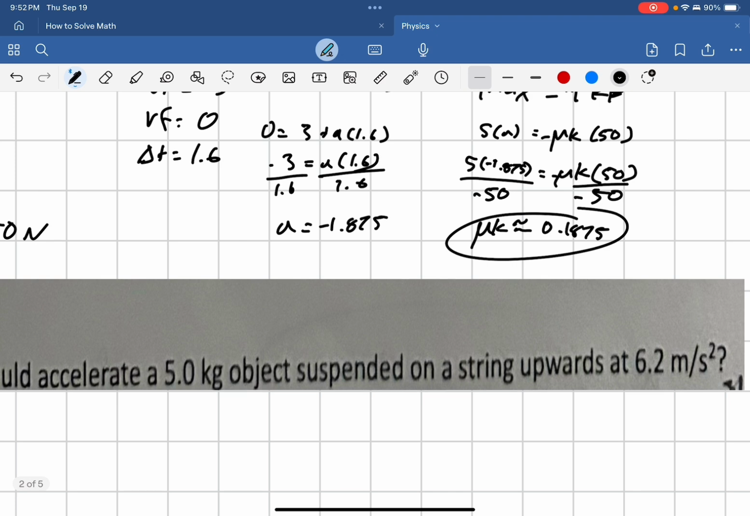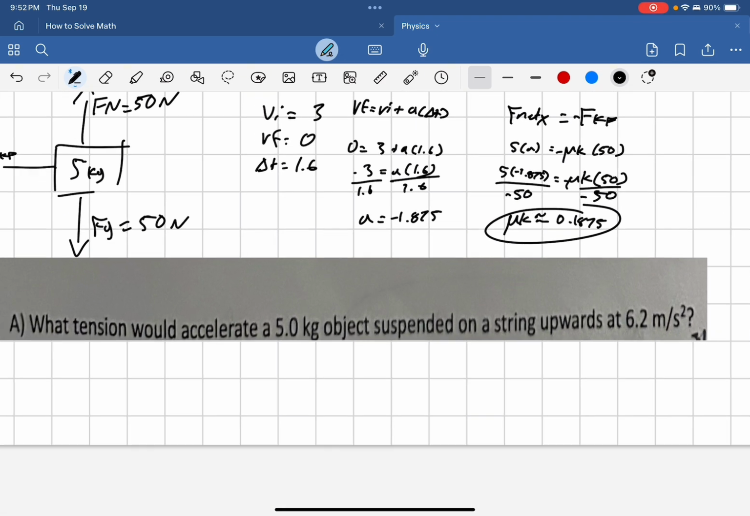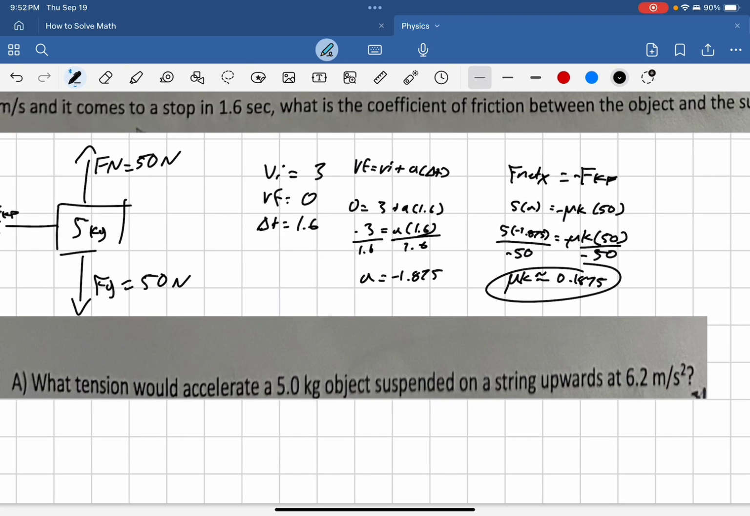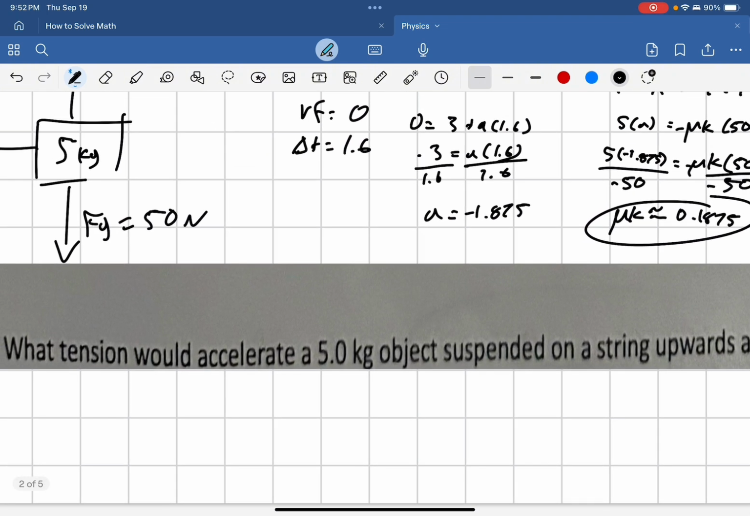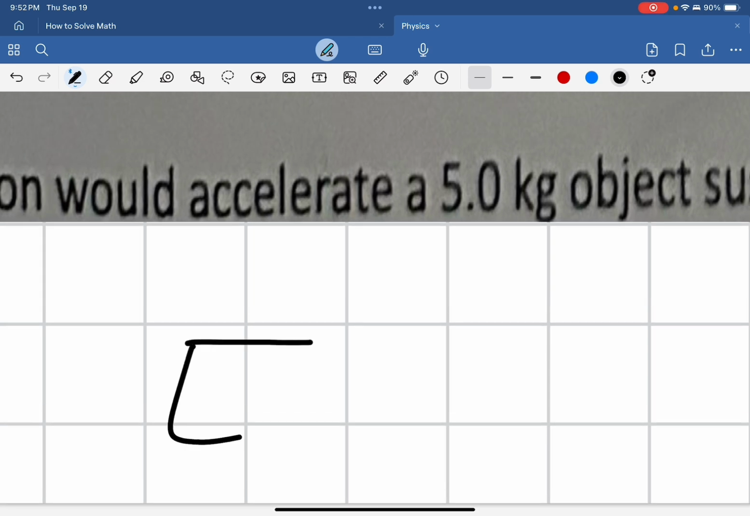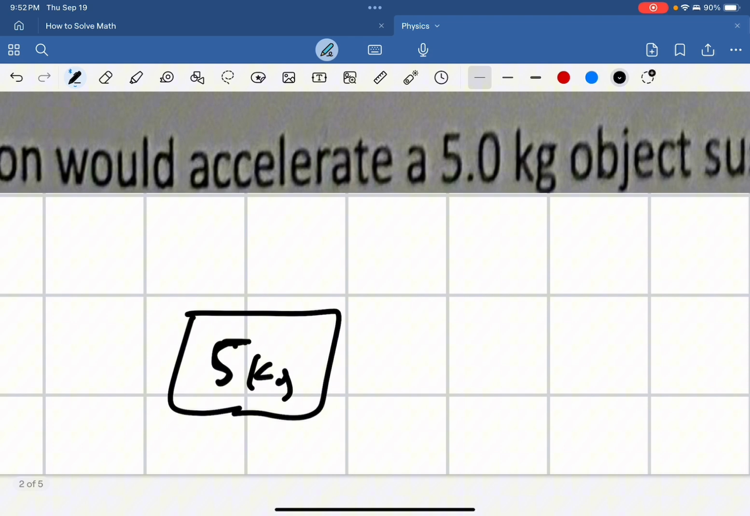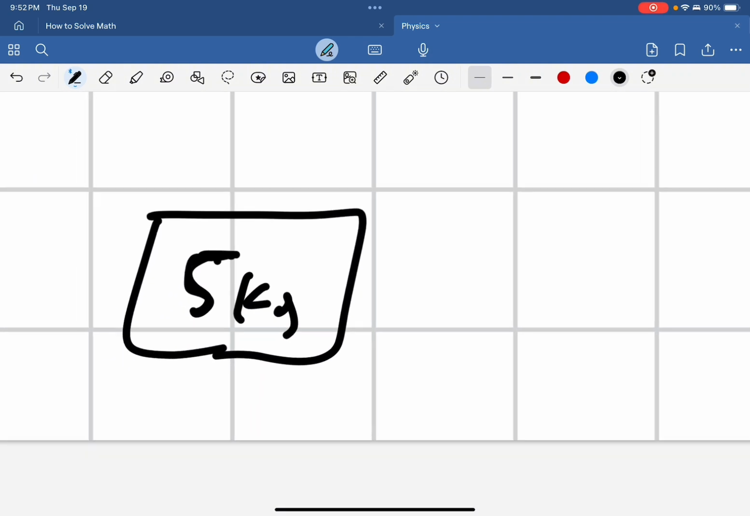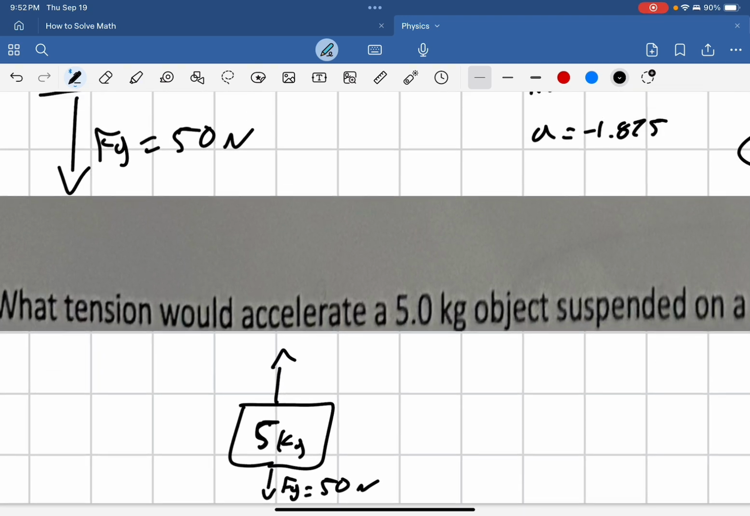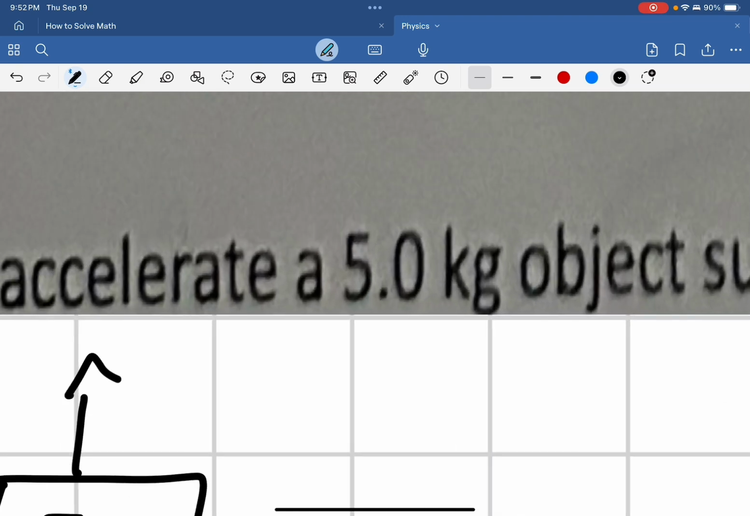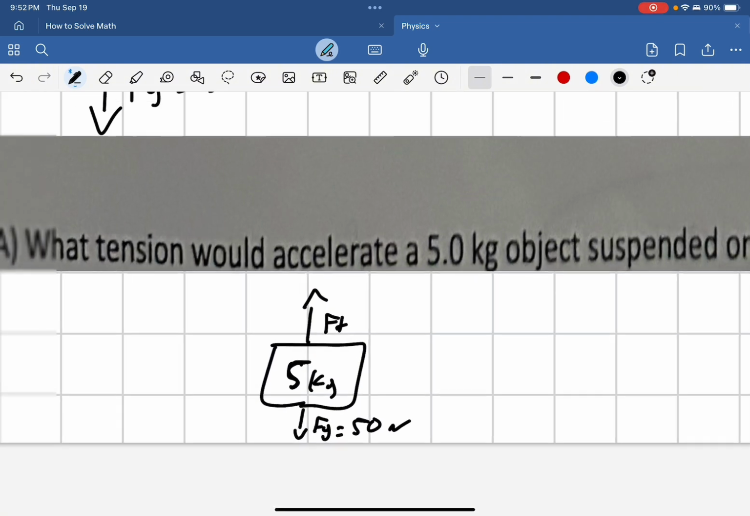Question number 5. What tension would accelerate a 5.0 kilogram object suspended on a string upwards at 6.2 meters per second squared? Okay. Once again, we start off with our free body diagram. 5 kg. Our f of g is going to be 50 newtons, and since we're being pulled by a force of tension, that's going to be that.